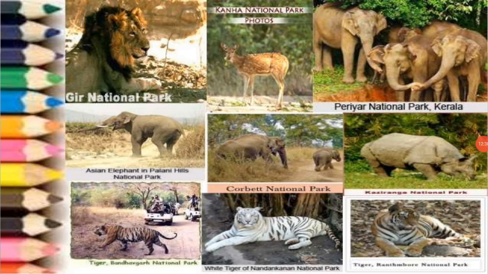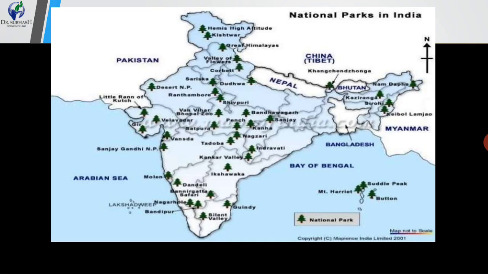Here are some national park names and some threatened species. First one is the Gir lion, in Gir National Park. Kanha National Park, here the bear is there. Periyar National Park for elephant, Corbett National Park also for animals, Wildlife Tiger Reserve and Tiger National Park. The figure shows that India has so many national parks, in particular Gujarat has four national parks: Vansda National Park, Velavadar National Park, Little Rann of Kutch Marine National Park and Gir National Park.